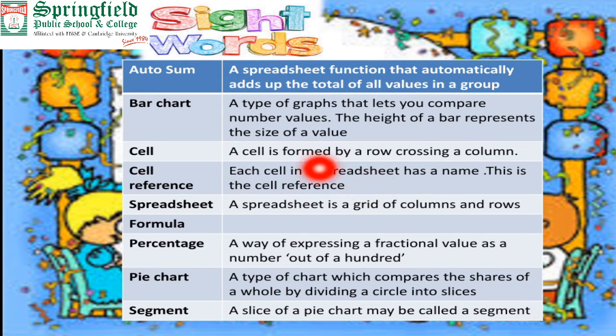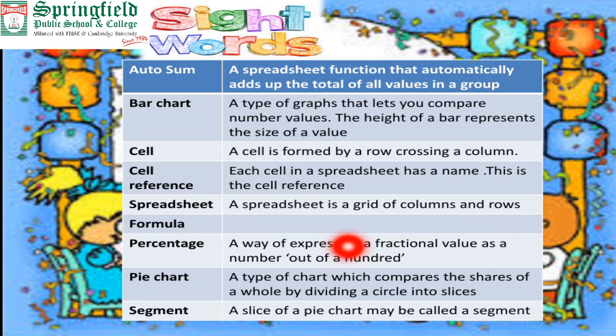A cell is formed by the intersection of rows and columns. Each cell in the spreadsheet has a name, called a cell reference. A spreadsheet is a grid of columns and rows, like this. It contains rows and columns. Percentage is a way of expressing a fractional value as a number out of 100.